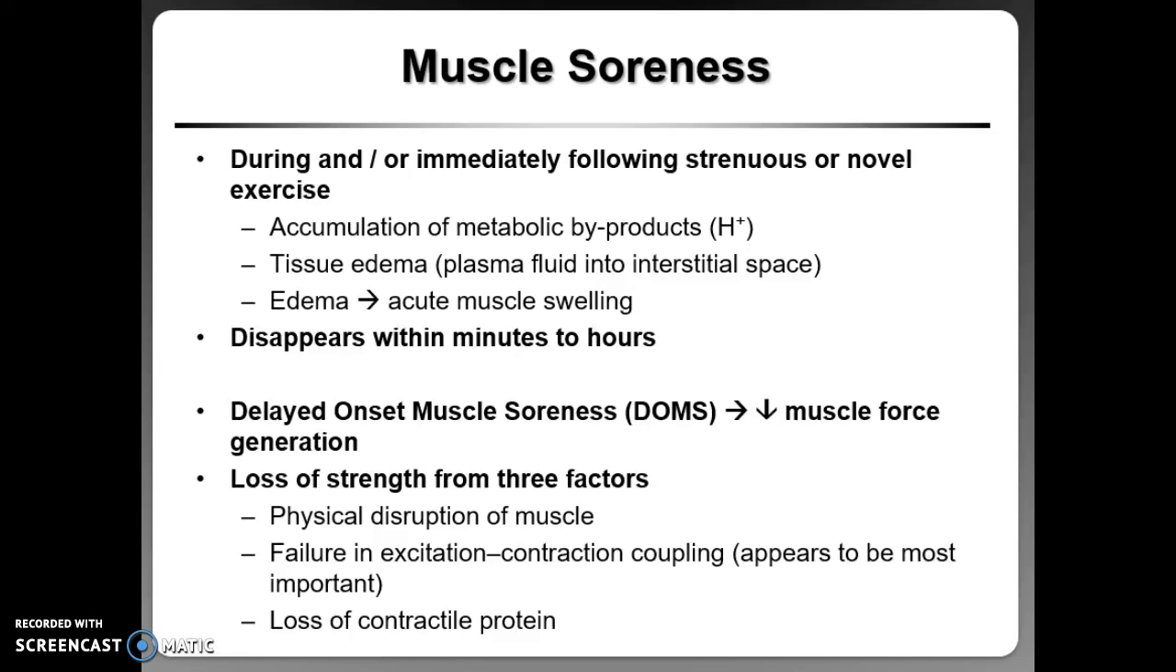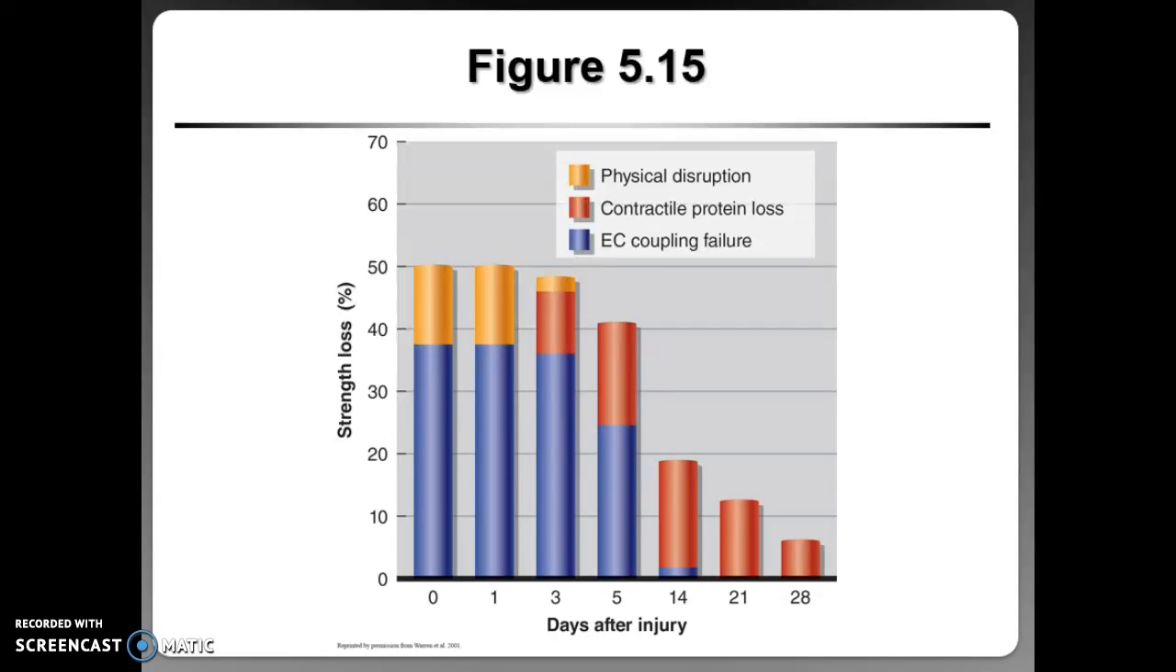But we see a decrease in muscle force with soreness, and a loss of strength is usually from physical disruption of the muscle at the Z-discs. We could have failure in that excitation-contraction coupling, which is the acetylcholine issue, or we could have loss of certain contractile proteins. Here's a chart showing the days after skeletal muscle injury, after you've exercised: strength loss is due mainly to that excitation-contraction coupling failure and the loss of the contractile proteins, which eventually repair and regenerate.